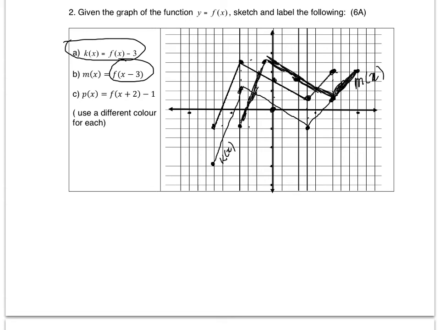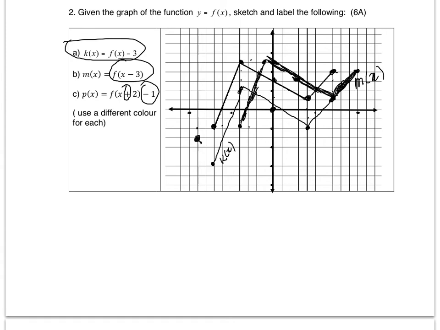The last one is p of x is equal to f of x plus 2 minus 1. You can see that it's plus 2, so h is negative 2, and it's negative 1, so k is negative 1. This means go 2 units to the left and 1 unit down. So again, I'm going to start with major points. Starting with this one, I go 2 units left, so I'm going to end up here, and then 1 unit down, so I'm going to end up here.